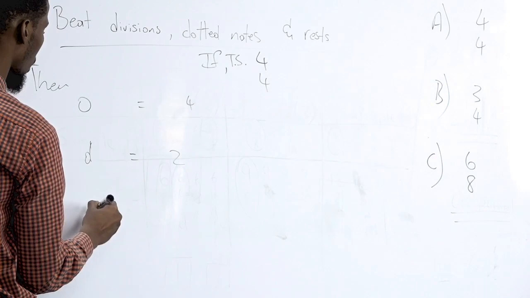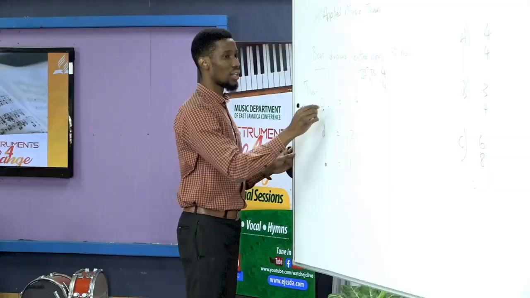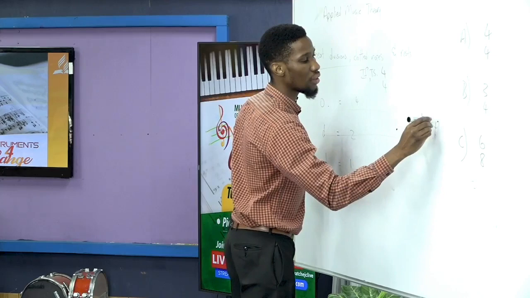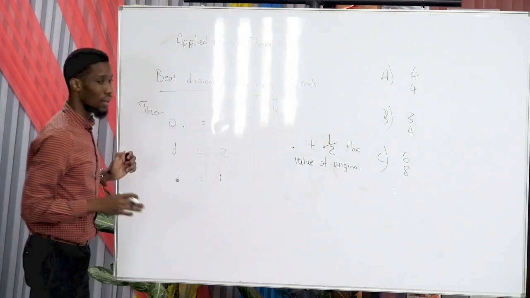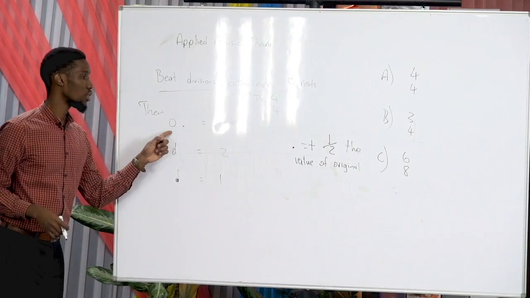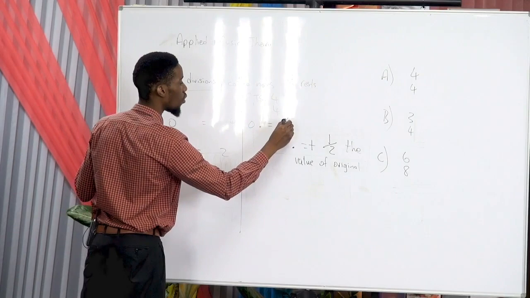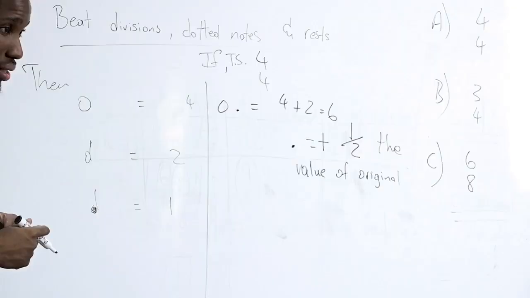Now let's see how a dotted note works. If you see a semibreve and it's dotted, the dot means add half the value of the original note. So let's do a table here. Original semibreve, 4. Dotted semibreve, 4 plus, the dot means half the value. What is half of 4? 2. 4 plus 2 is 6. So a dotted semibreve would be 6 counts.